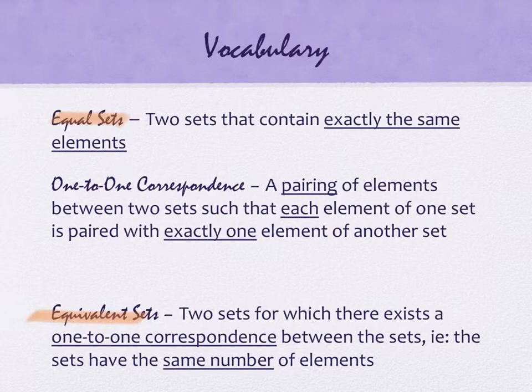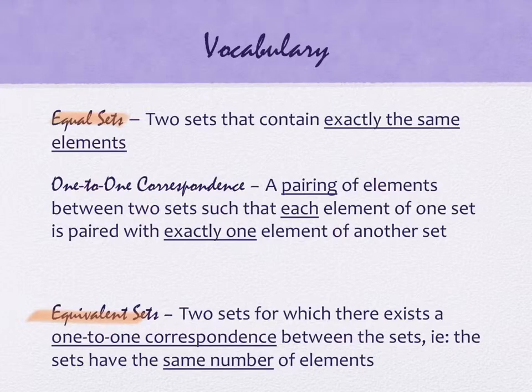Now we need the definition in between to get to what they do mean differently. One-to-one correspondence. One-to-one correspondence is a pairing of elements between two sets such that each element of one set is paired with exactly one element of another, i.e., it means they have the same number of things. So equivalent sets are sets for which there exists a one-to-one correspondence. That is, they have the same number of elements.